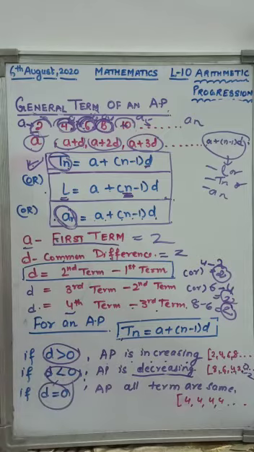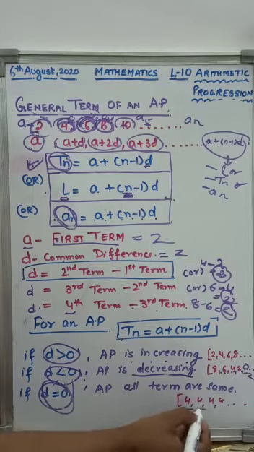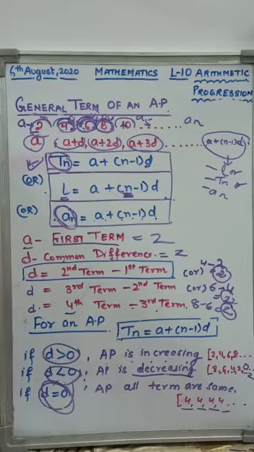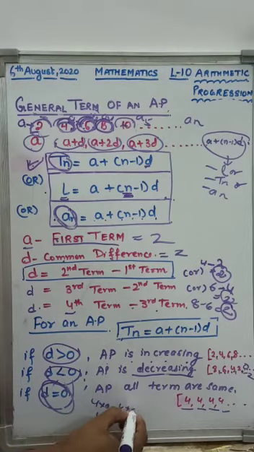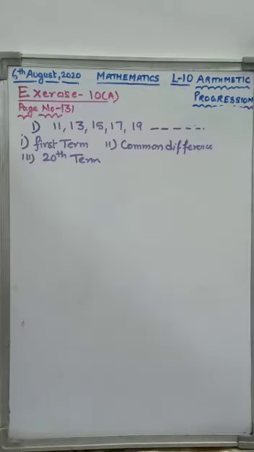If D is equal to 0, that means there is no common difference, the common difference is 0. So all the terms in the AP will be the same, because if you add 4 plus 0, it is 4. 4 plus 0, 4. That means each term will be the same. Now let us start the questions of the exercise.